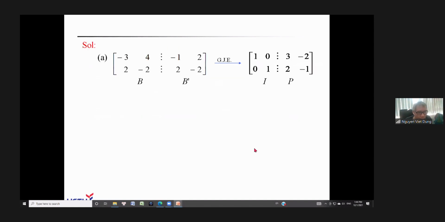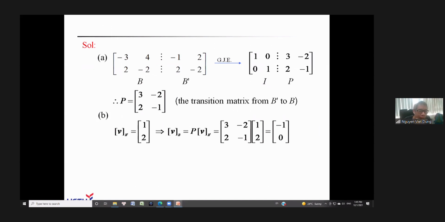And for the first one, we apply the method using Gauss-Jordan elimination. We put B like that, and on the right hand side, we write B prime. Then apply Gauss-Jordan elimination, and you get that. The first part now becomes the identity, so the second part is exactly the transition matrix we need to find. And here it is the transition matrix from B prime to B.